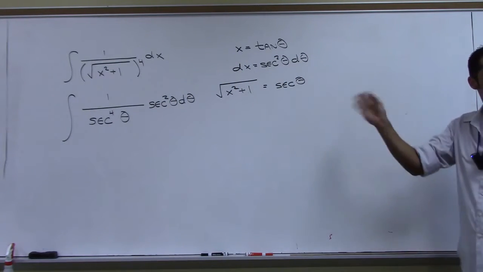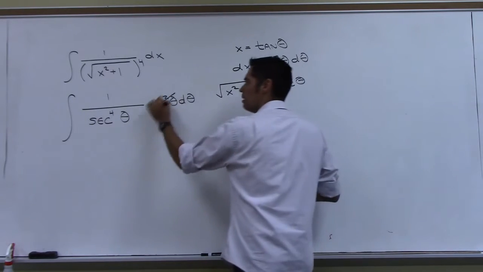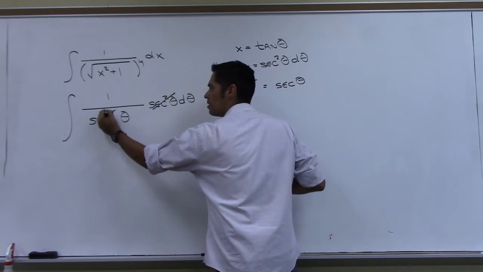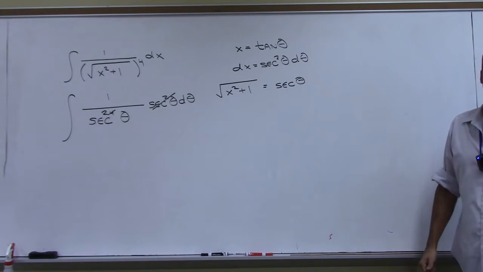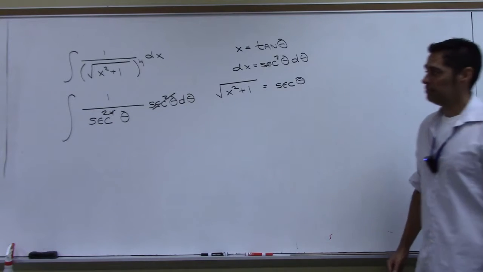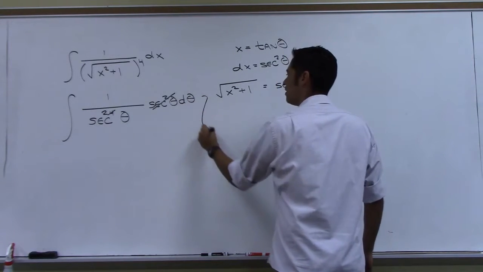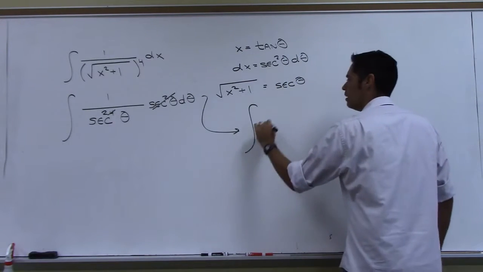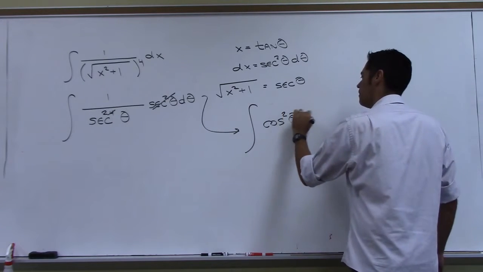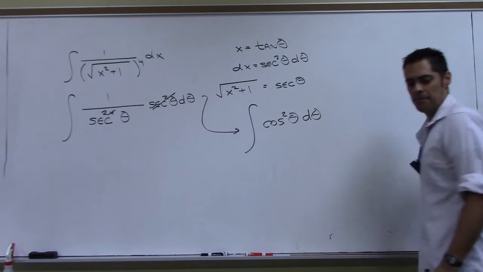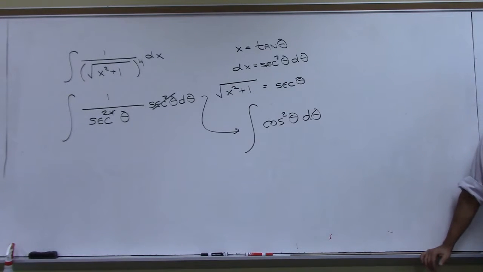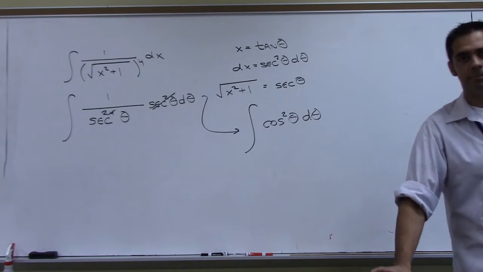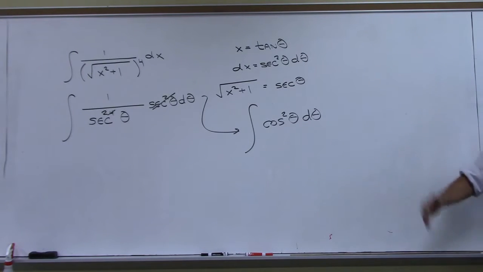And your secant squared and your secant to the fourth, that goes like this, and you've got a secant squared there now. What's 1 over secant squared? Cosine squared. So this integral is now the integral of cosine squared theta d theta. And how do we deal with even powers of sine or cosine? Half angle identity or the power reducing.